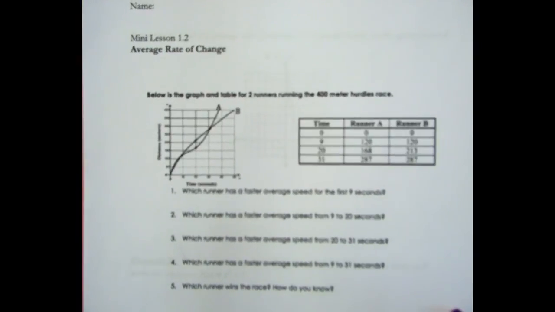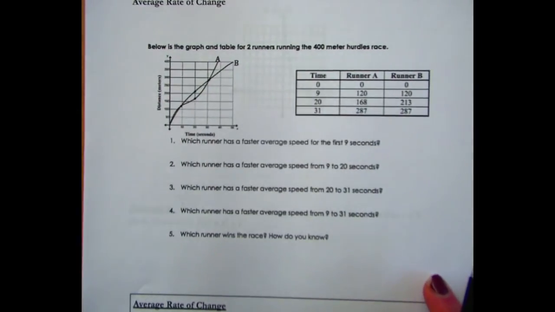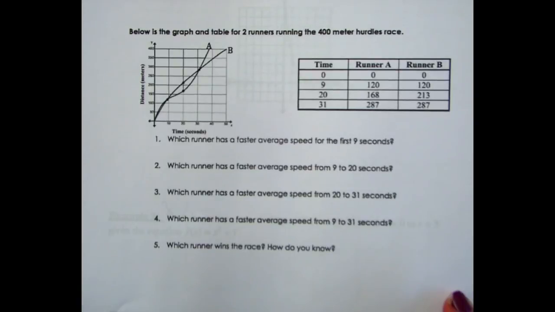This is mini lesson 1.2 on average rate of change. So we're going to start by analyzing the graphs of two runners and thinking about average rate of change in the context of average speed. Below we have a table and a graph for runner A and runner B.